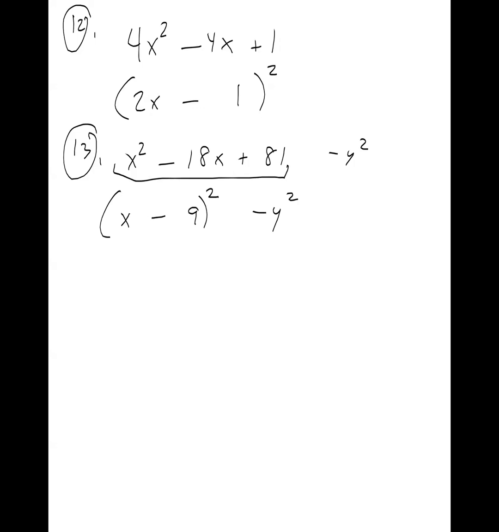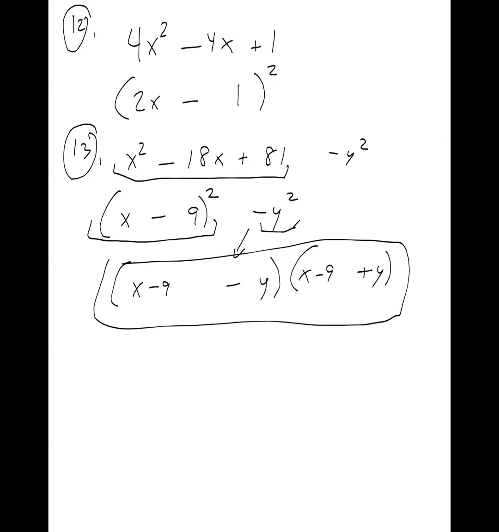Now we're going to treat this as two terms. This is like A and this is like B, and we're going to use the square root method of factoring. So take the square root of the term A and you'll get x minus 9 by itself. Keep the sign from the middle and then take the square root of the last term. Now multiply by the conjugate of that, which would be x minus 9 plus y. Once we do that, then we have the answer. And then we have number 14. I'm going to clear the page for that one.